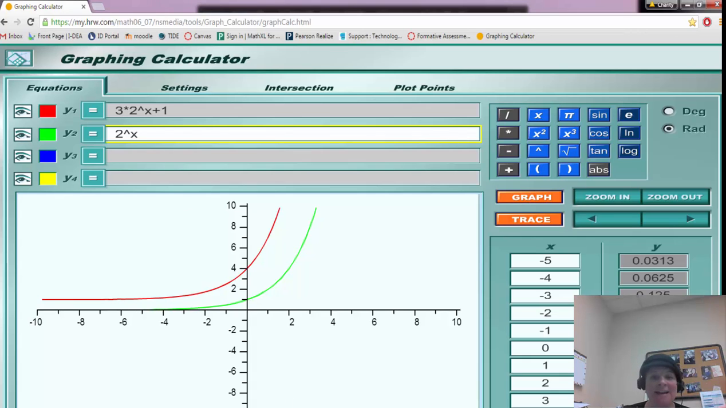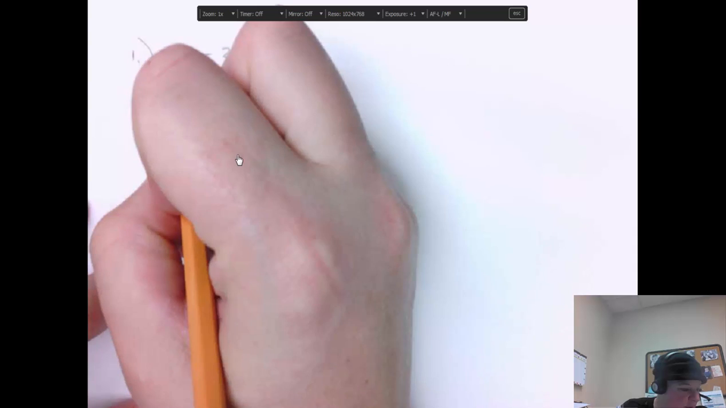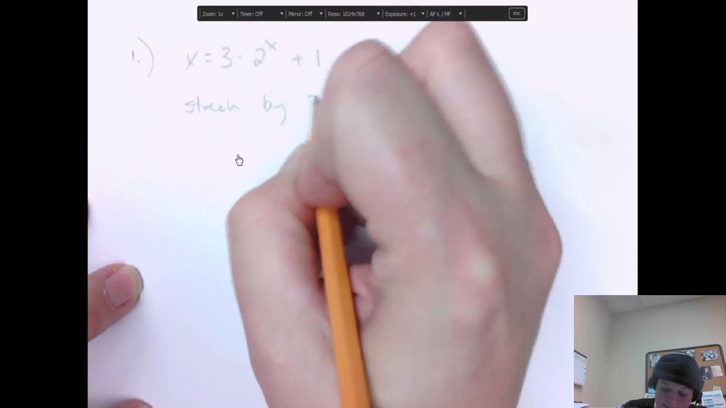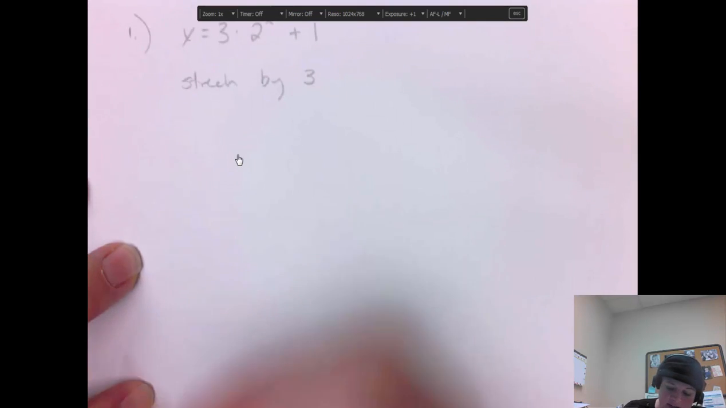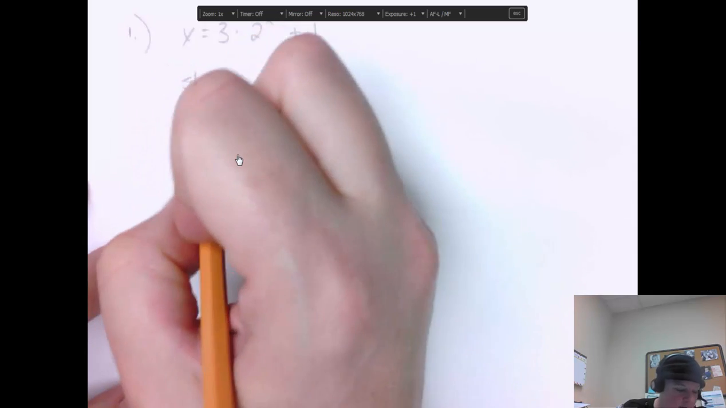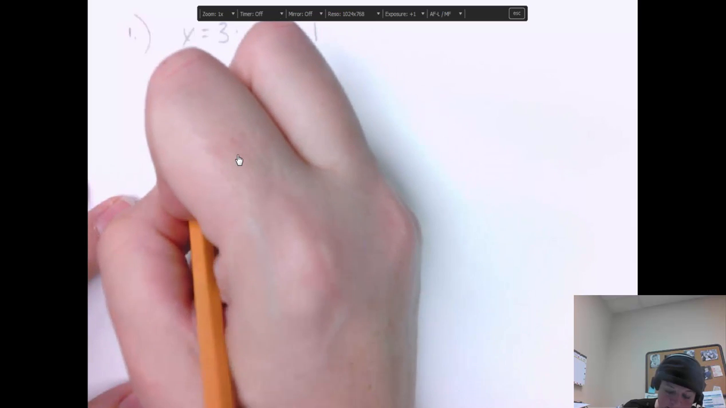But you can get the idea from a graph, and you can also list your transformations on a piece of paper. So we know it is going to have a stretch by 3, and that's your factor. And then it has a vertical translation of 1.